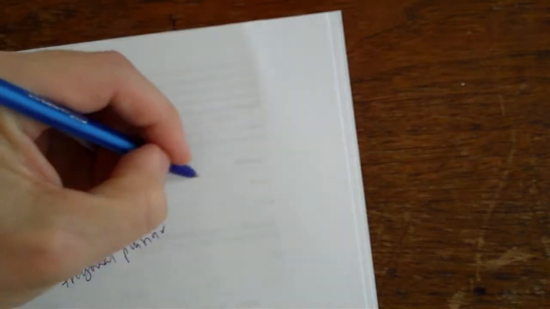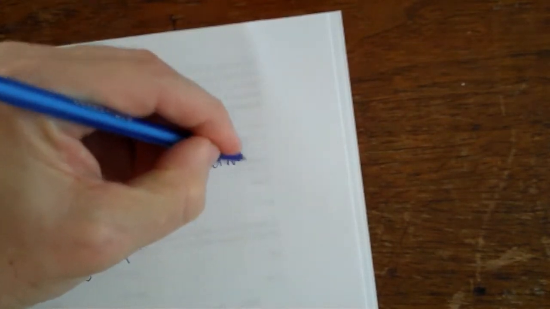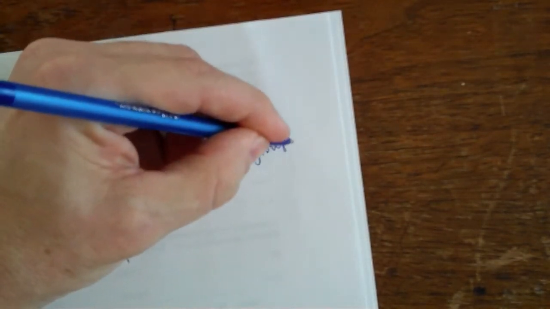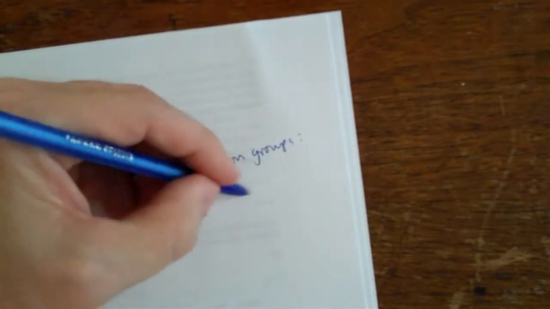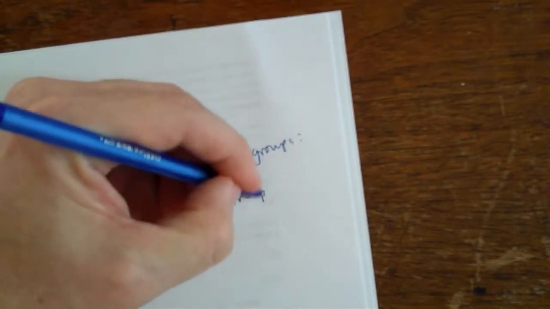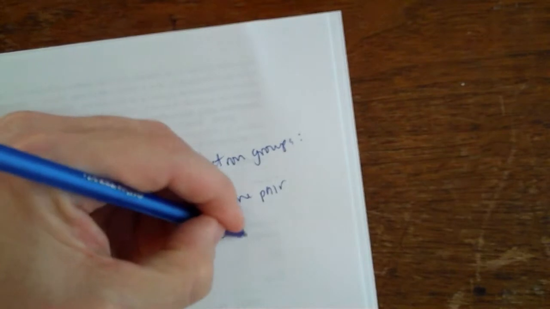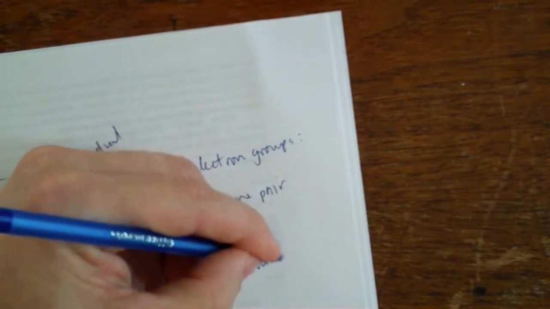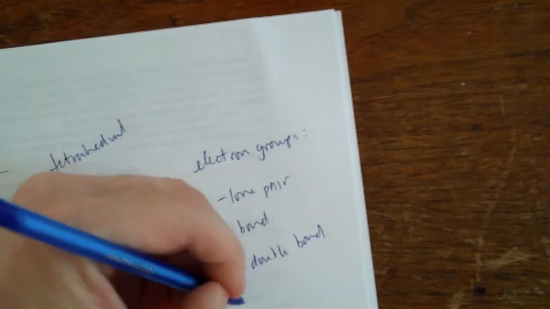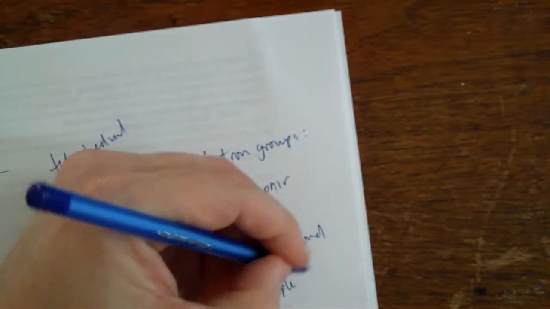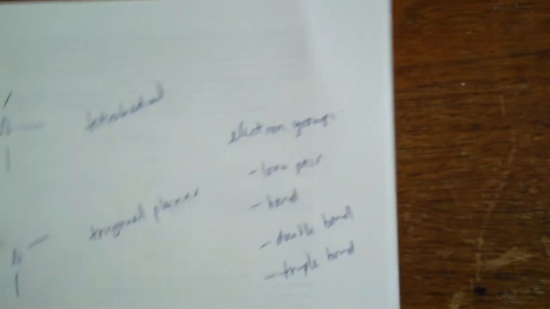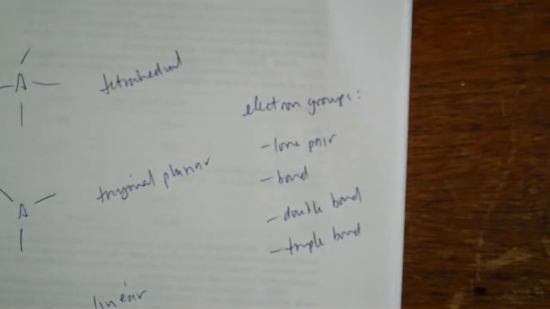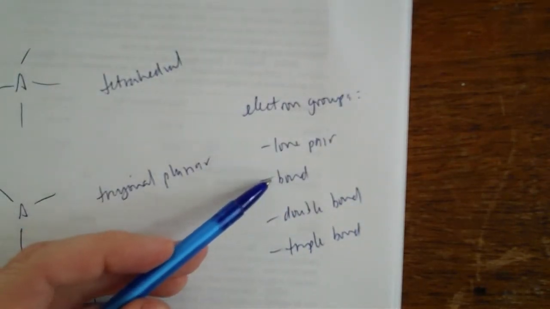Now, I just used the term electron groups. Let me give you a couple examples of an electron group. It's a lone pair. It's a bond. A double bond is also an electron group. A triple bond is also an electron group. Okay? Those are 4 examples of electron groups. Lone pairs, single bonds, double bonds, and triple bonds are all electron groups.